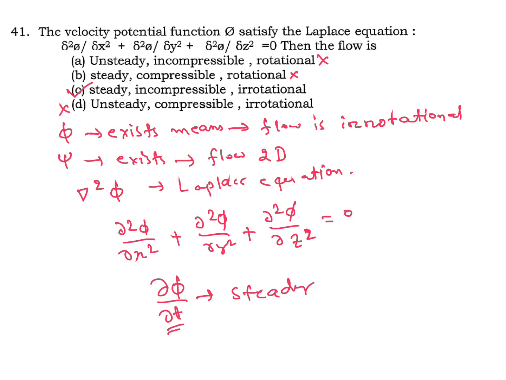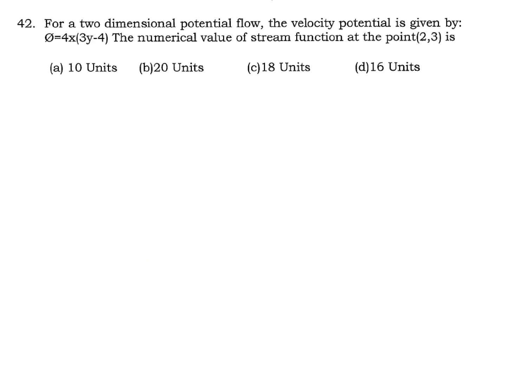For a two-dimensional potential flow, the velocity potential is given by phi equal to 4x into 3y minus 4 within bracket. The numerical value of stream function at point 2, 3 is how much? Phi equal to 4x into 3y minus 4, so equal to 12xy minus 16x. This is phi value. We have to calculate stream function value at point 2, 3.